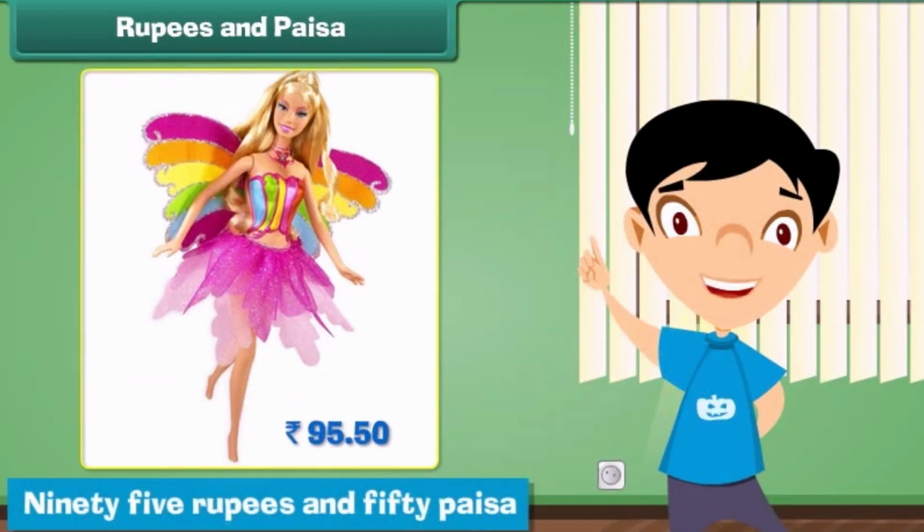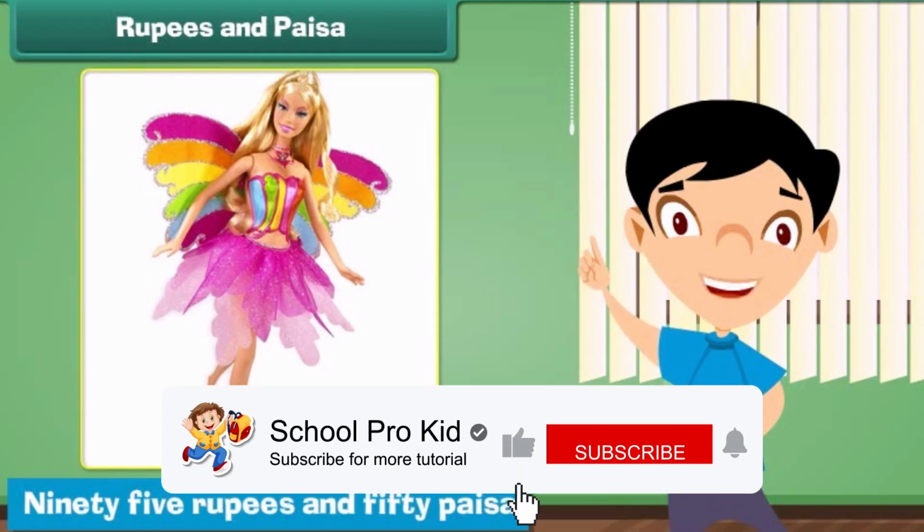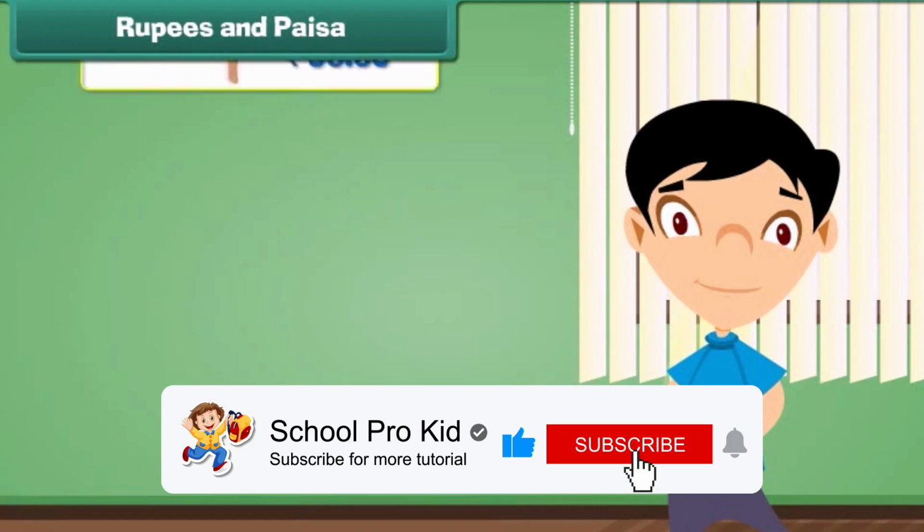Look at this Barbie doll. Price is written on its label. We read the price as 95 rupees and 50 paise.